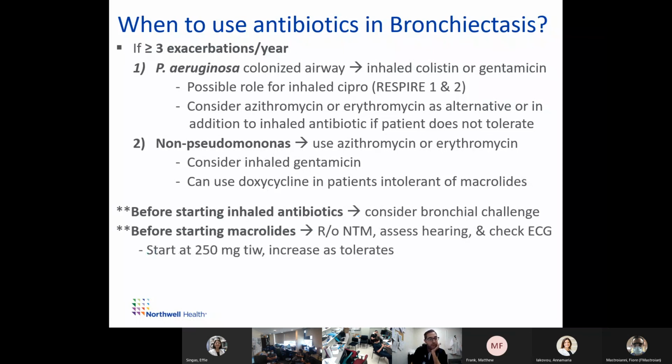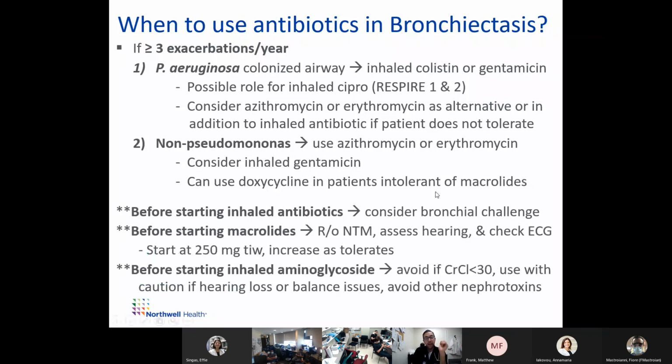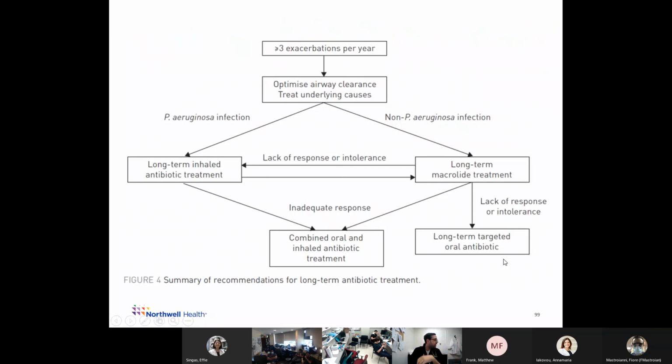Three key points here I wanted to talk about. Before starting inhaled antibiotics, they recommend doing a bronchial challenge, making sure they don't develop severe bronchospasm. A lot of these inhaled antibiotics will cause wheezing, and it's one of the more common causes for stopping inhaled antibiotics. Before starting macrolides, rule out non-tuberculous mycobacterial infection. And before starting inhaled aminoglycosides, avoid them if the creatinine clearance is less than 30. Always check a hearing test. And of course, with macrolides, also always check a hearing test first and avoid other nephrotoxins. This is just in diagram form. If chronic, you can do hearing, if they have hearing issues.